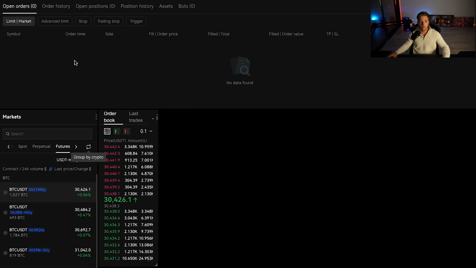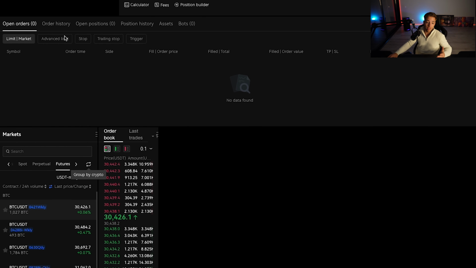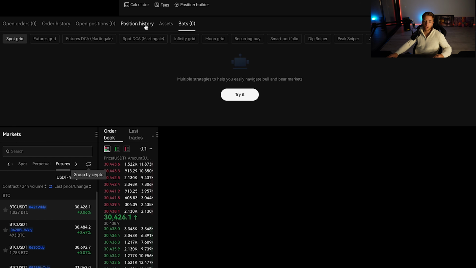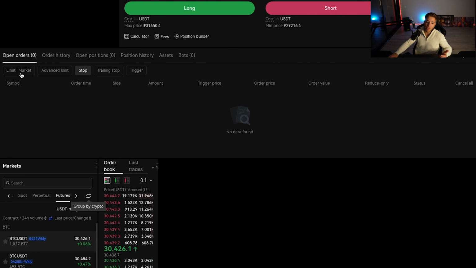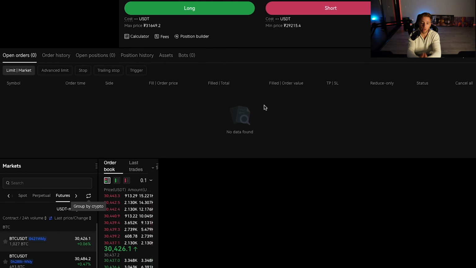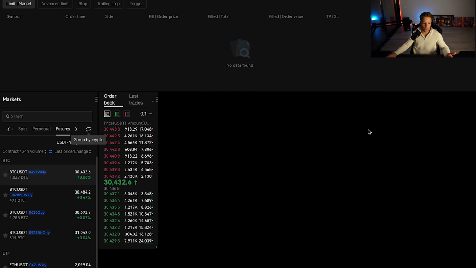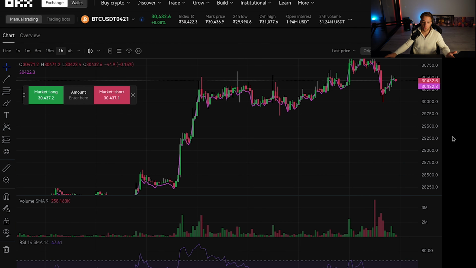Okay, so imagine if you already opened your position or a limit order, you're gonna see it here. So here you can see open orders, position history, assets, and bots. Okay, so now look, open position. I don't have any open position right now, but basically this is gonna be the place where, after opening a position, you will see the position, and you're gonna be able to edit the take profit and stop loss. It's as simple as that, and this is basically it for the futures dashboard.